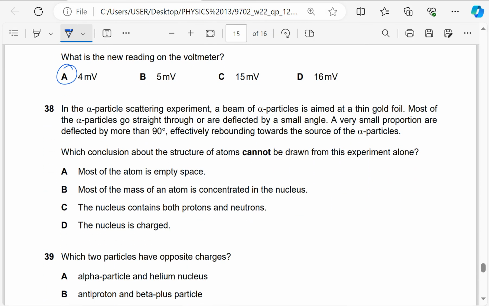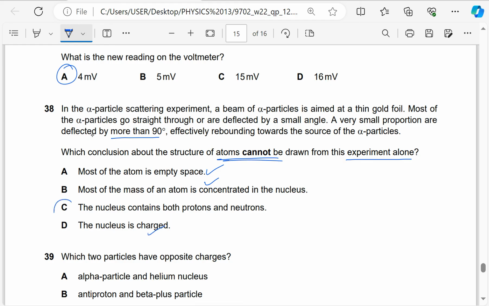Particle physics. In the alpha particle scattering experiment, a beam of alpha particles is aimed at the gold foil. Most of the alpha particles go straight through or are deflected by a small angle. A very small proportion are deflected by more than 90 degrees, effectively rebounding towards the source of the alpha particles. Which conclusion about the structure of the atoms cannot be drawn from this experiment alone? This experiment alone only tells us that most of the mass is concentrated at the center of the nucleus, which is positively charged, and most of the atom is empty space.